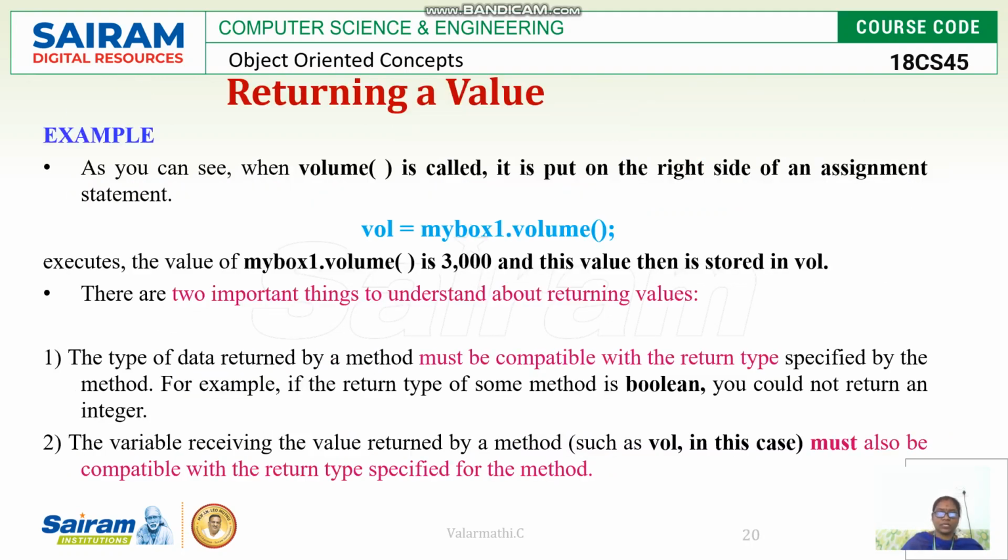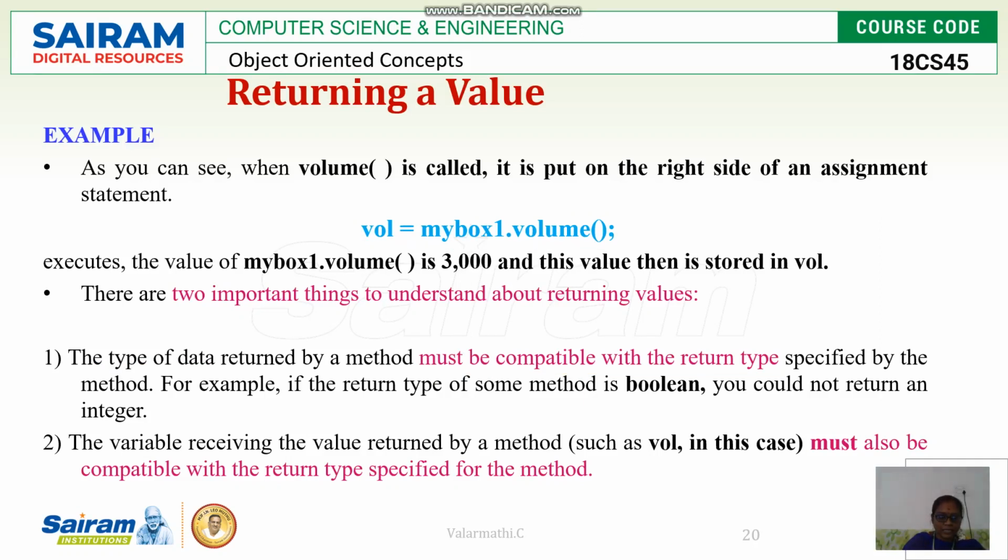What about the returning value? The returning value should be assigned to one variable, an external variable. There are two points to consider here. The first is type compatibility. The type of the data returned by the method must be compatible with the return type. Here the return type for the volume method should be compatible with the value of volume.